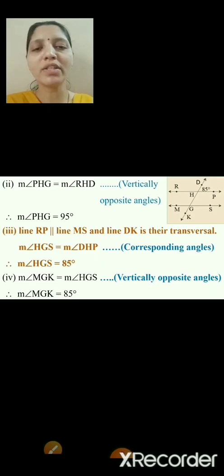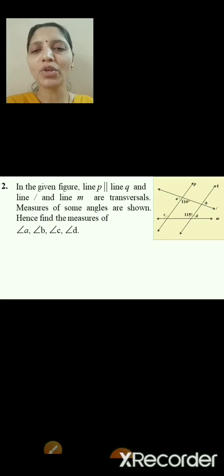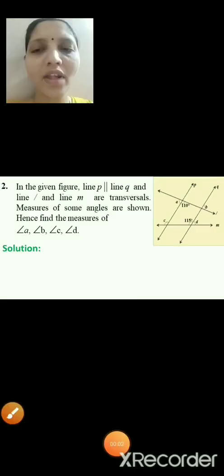Now let's start with the second question. Here in the given figure, line P is parallel to line Q and line L and line M are transversals. Measures of some angles are shown, hence find the measure of angle A, angle B, angle C and angle D. Now let's start with the solution.